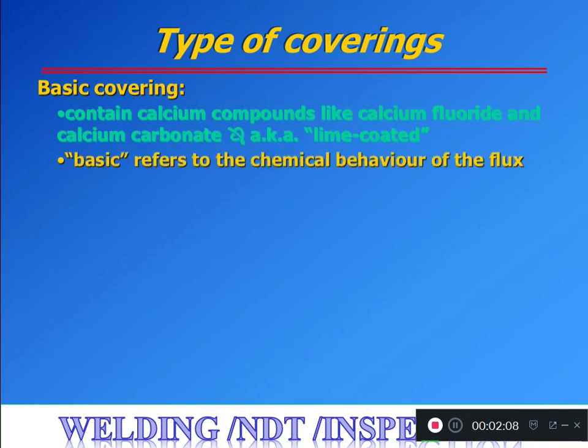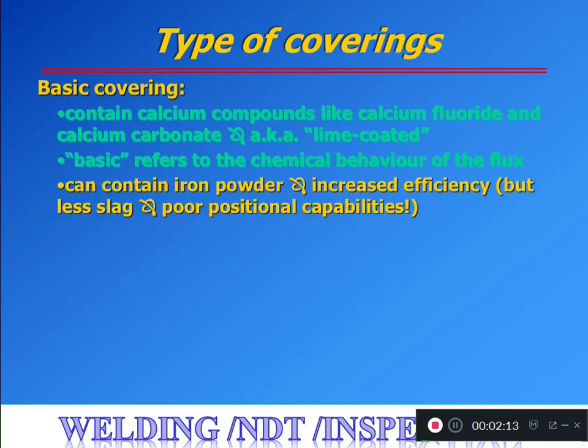Second is basic. What is the meaning of basic? Basic refers to the chemical behavior of the flux. It can contain iron powder and increase efficiency, but has poor positional capability. So this basic covering means poor positional capability, meaning you cannot do the welding in any position. It can contain iron powder, so iron powder is there in this electrode. Efficiency is increased, so the welding quality will be very good, but less slag will be generated, very little.